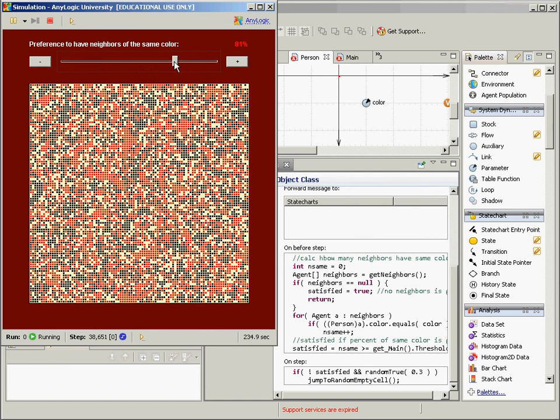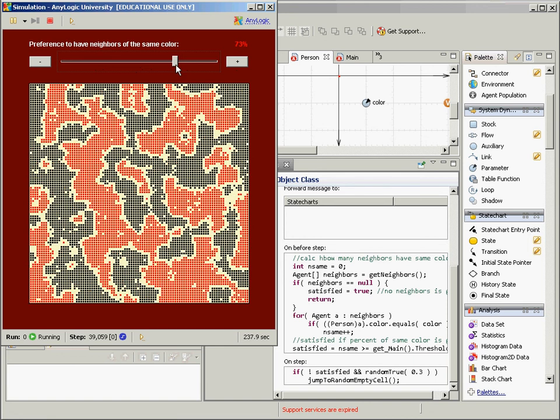So here's 73%, for example. Here's 75%. And you can see very, very large patterns. Here, the goal communicated an essential truth: that even slight preferences can cause notable patterns in terms of segregation to emerge.